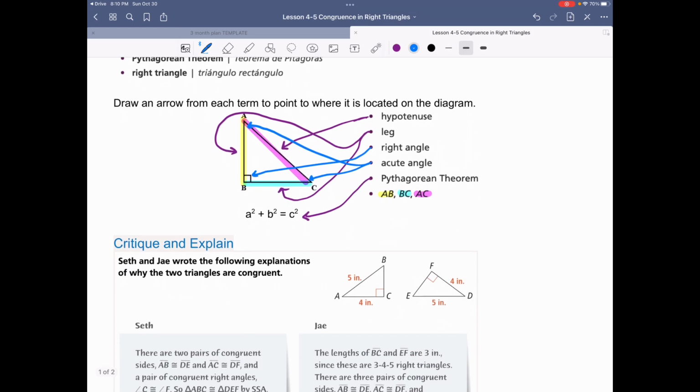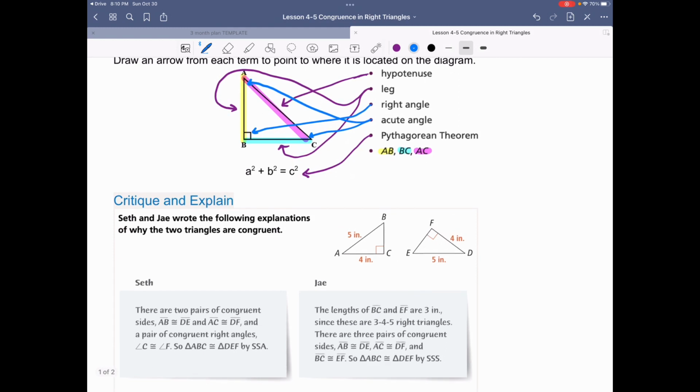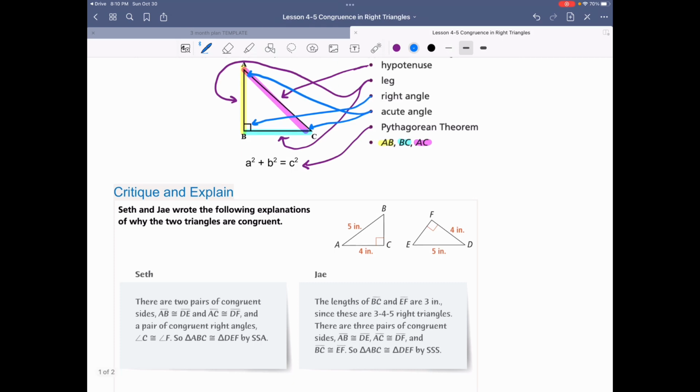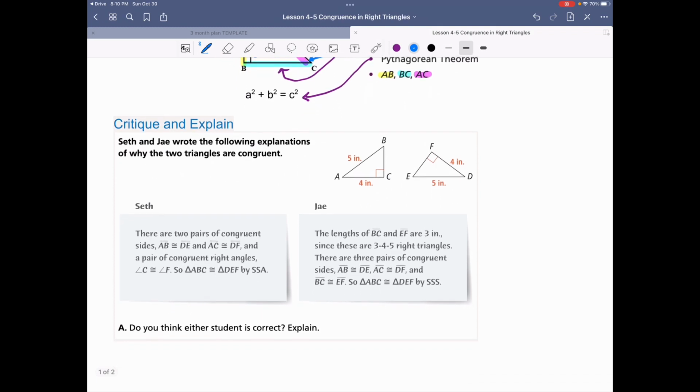For the critique and explain problem, I'd like you to read both about Seth and Jay and look at the diagram. When you finish looking at the diagram and reading both of their explanations, answer this question. Do you think either student is correct? Explain. So after you finish reading the questions, you can talk to a partner and then you can fill out these notes. I'm not going to give you the answers, so pause the video and write down what you think.